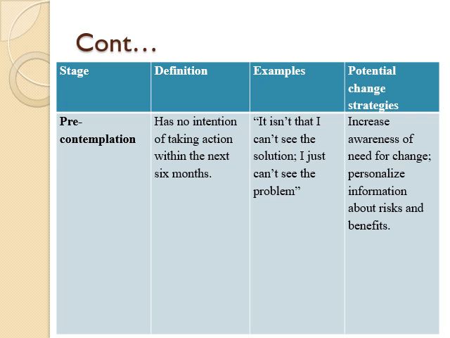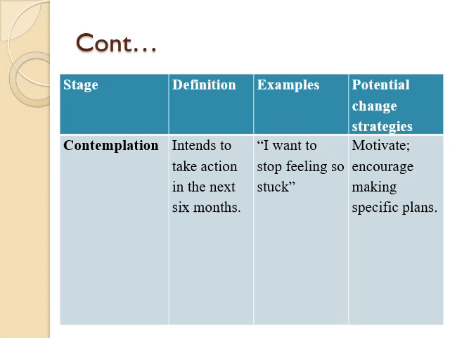Comparison. Pre-contemplation. Definition: has no intention of taking action within the next 6 months. Examples: "It isn't that I can't see the solution. I just can't see the problem." Potential change strategies: increase awareness of the need for change and personalize information about risks and benefits.